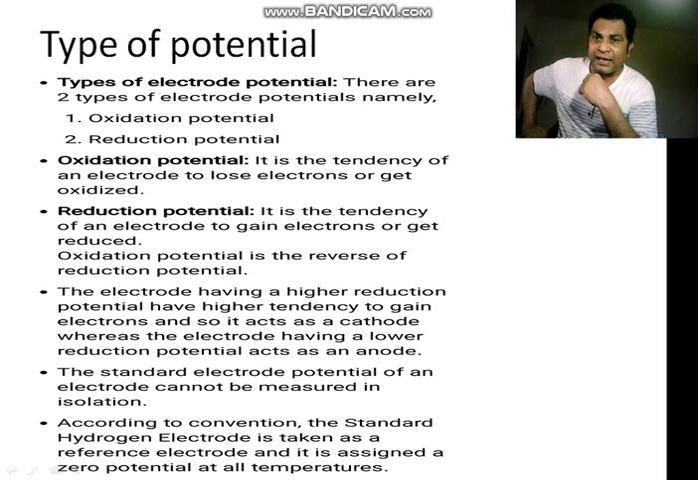So now the next topic is types of potential. Potential can be divided into two types: oxidation potential and reduction potential. Oxidation potential is the tendency of an electrode to lose electrons or get oxidized. To lose electrons is known as oxidation potential, and reduction potential means to gain electrons. So that is our next point to be remembered. Oxidation potential is the reverse of reduction potential.